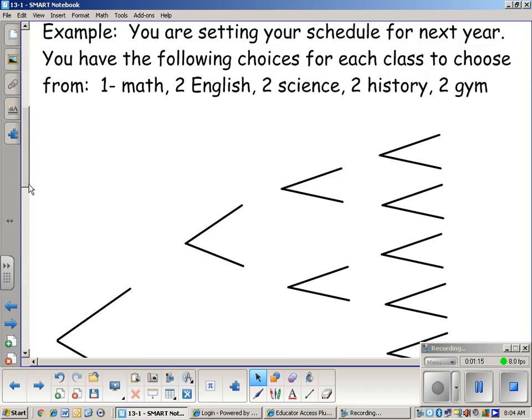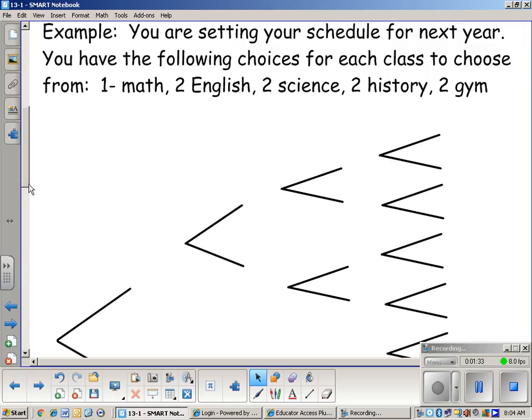Sorry about that. It says you are setting a schedule for next year. You have the following choices for each class to choose from. There's only one math class for you. That's predetermined. But there are 2 English classes, 2 science classes, 2 history classes, and 2 gym classes you can choose from to create your 5 classes.